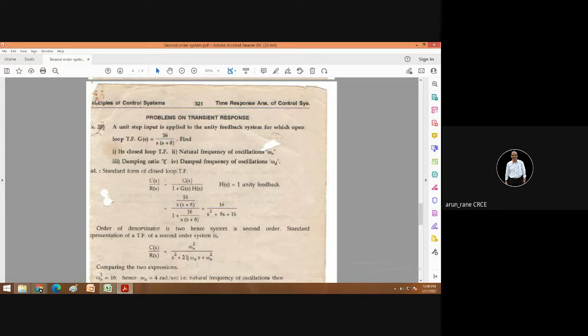If I take a unity feedback, how do I find out the standard form of the closed loop transfer function? G(s) is given by this relation, 16 upon s(s + 8). So I'll substitute: 16 upon s(s + 8) into 1 plus G(s), that is s(s + 8), and H(s), that is 1.